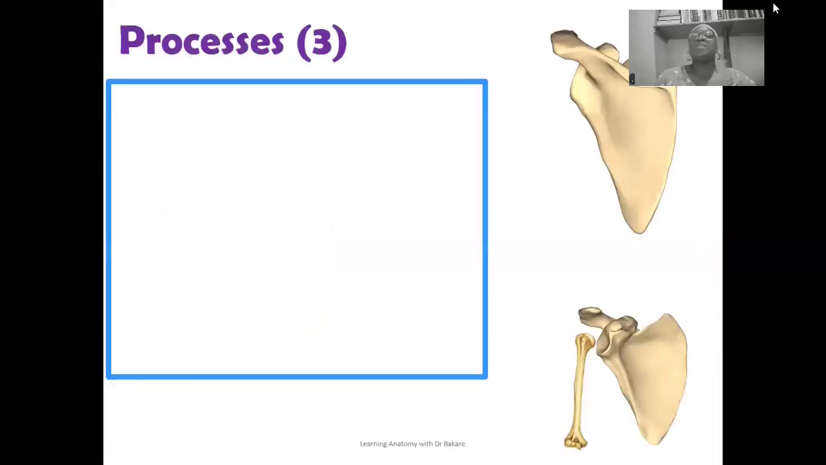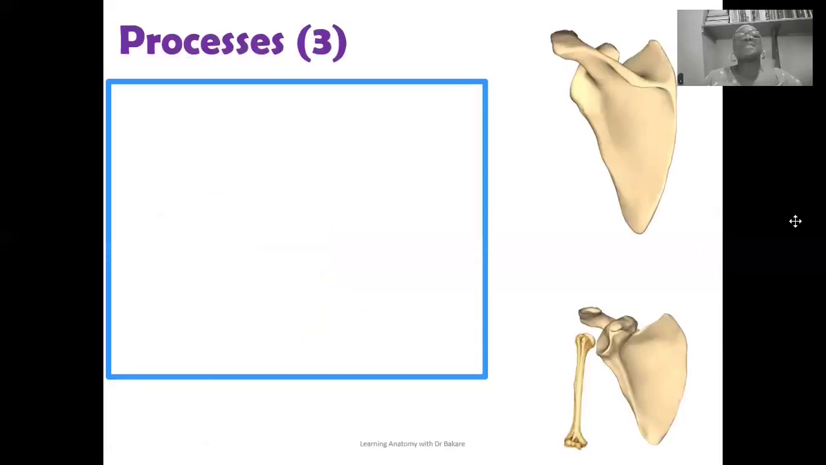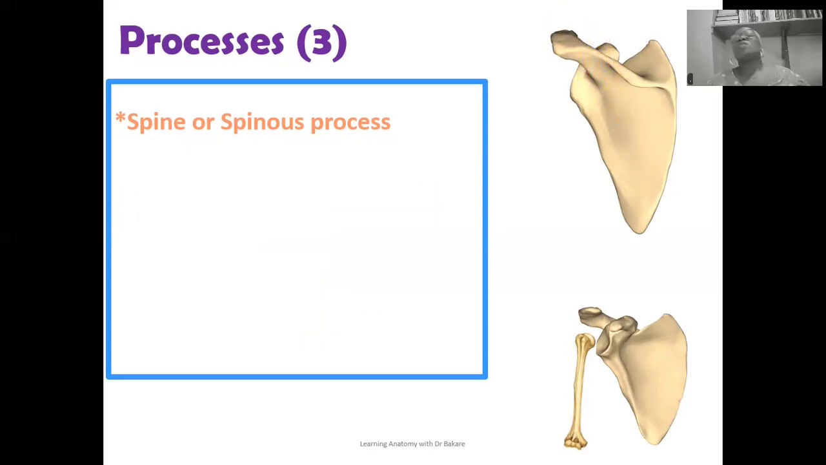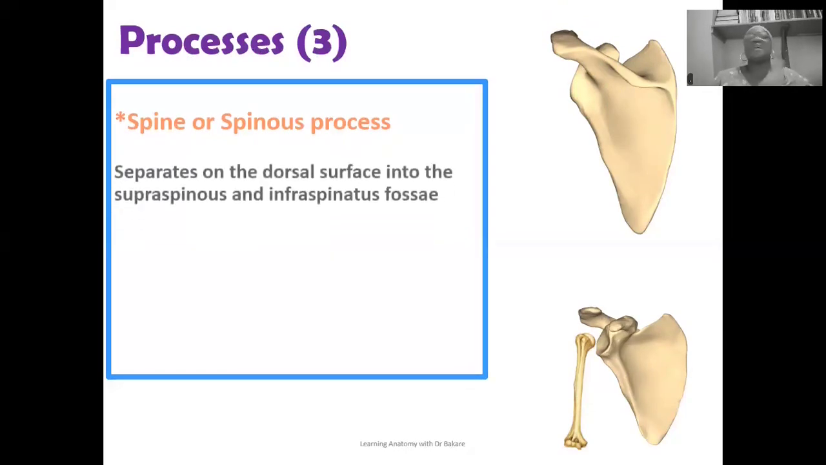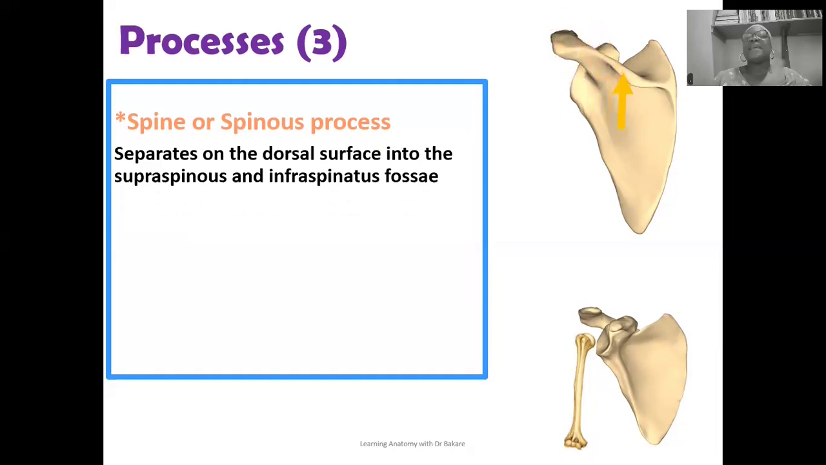So now let's go to the processes. The scapula has three processes, and this includes the spinous process. The spinous process can also be referred to as the spine of the scapula. And this is what further subdivides the posterior surface of the scapula into an uneven supraspinous fossa and an infraspinous fossa. This is where we have the spine here, carried in yellow.